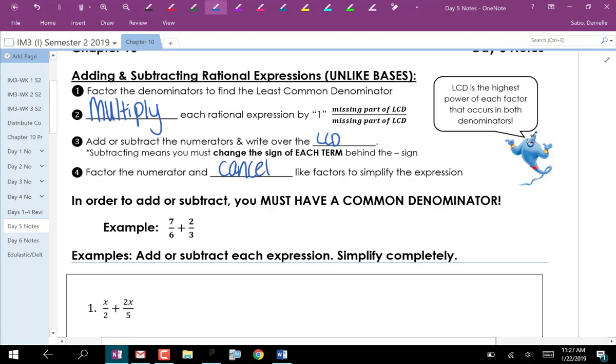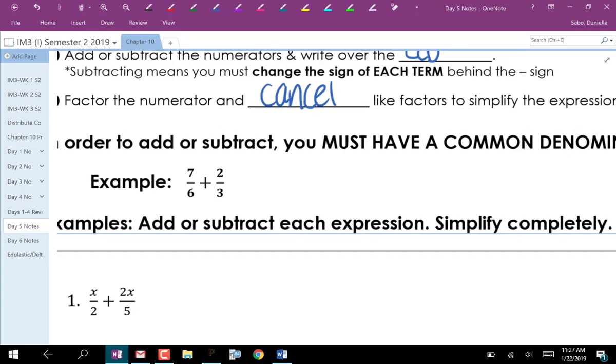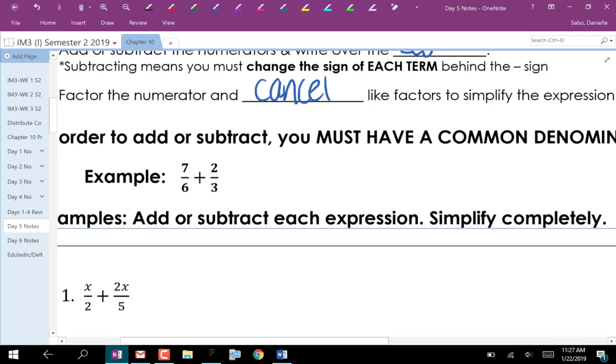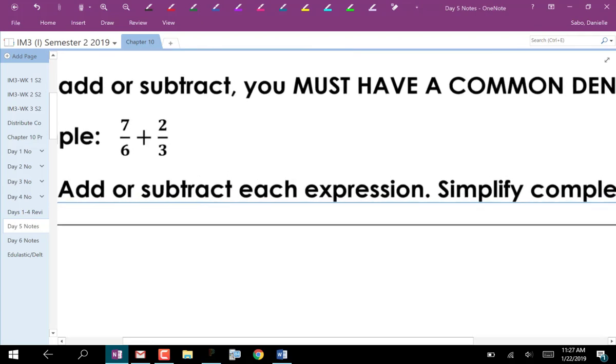Cancel like factors. And I'm going to show you a different way in terms of how to get the LCD, because I feel like usually that's where people go wrong. They just can't figure out what the least common denominator is. Okay, so I'm going to kind of show you how your brain should go about it. For the example, this really easy one where they're just numbers.